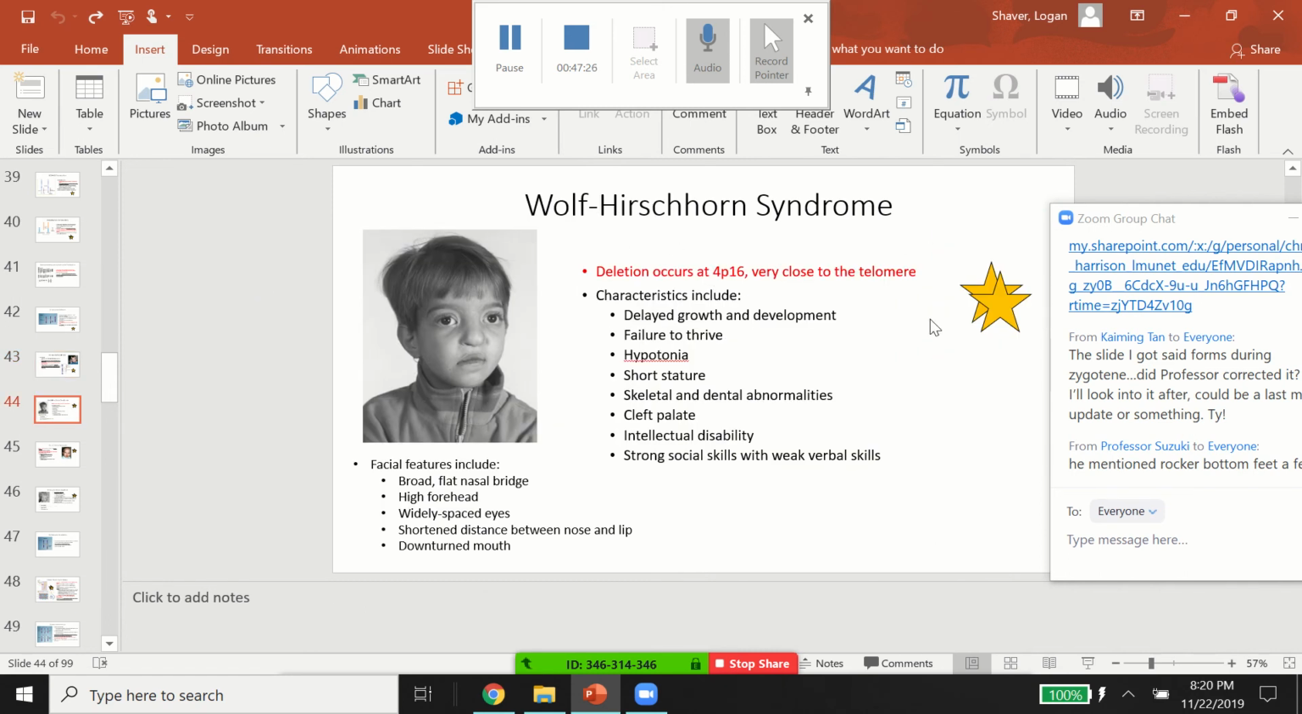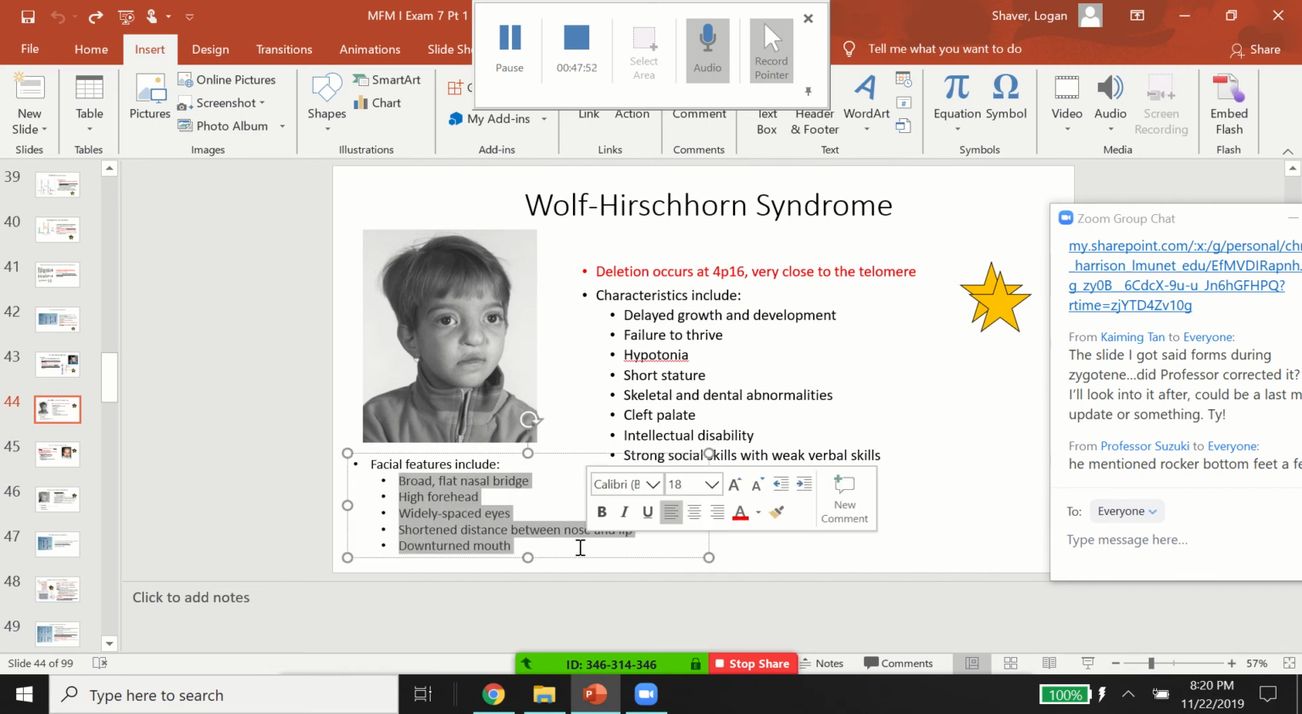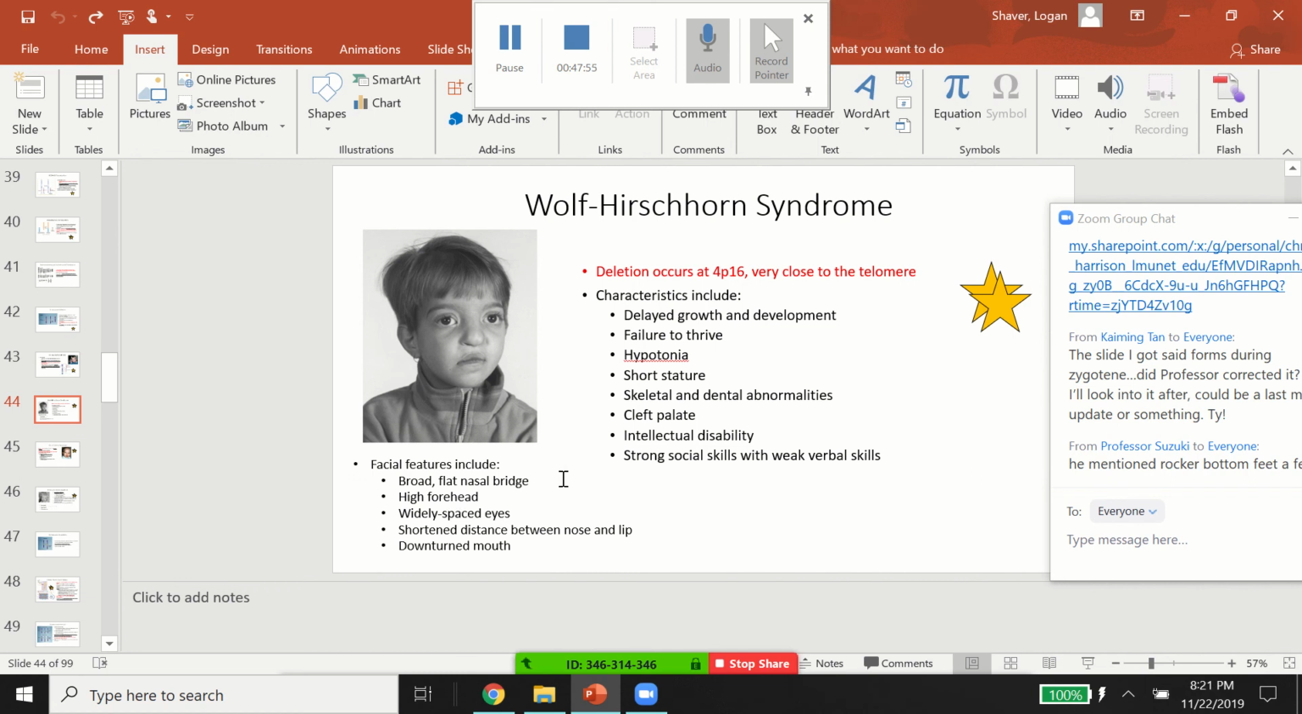Wolf-Hirschhorn, or I honestly don't know how you say that one. This one's also high yield. The deletion occurs at 4p16, very close to the telomere. The characteristics that stick out to me are maybe the skeletal and dental abnormalities here. So that stands out for me. Also, you'll notice they mention specific facial features here. Those also help you differentiate sometimes.